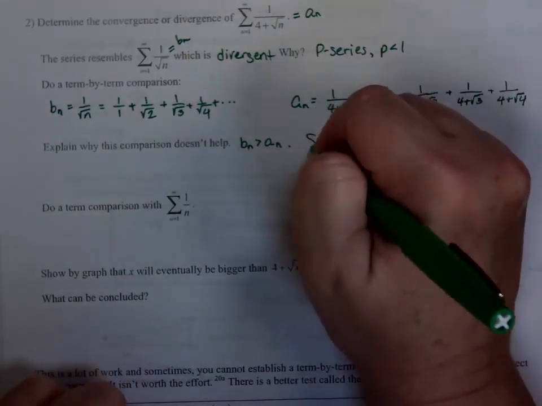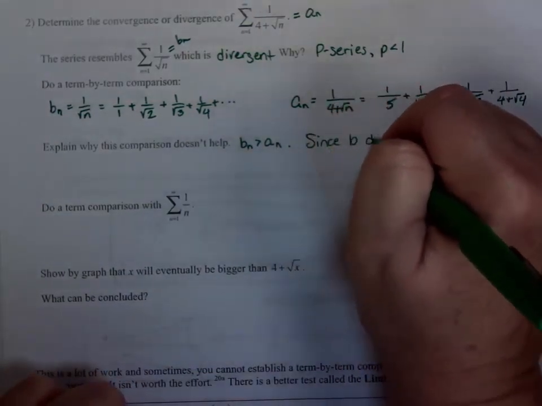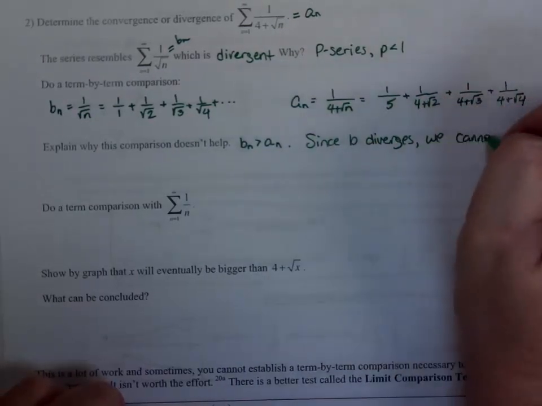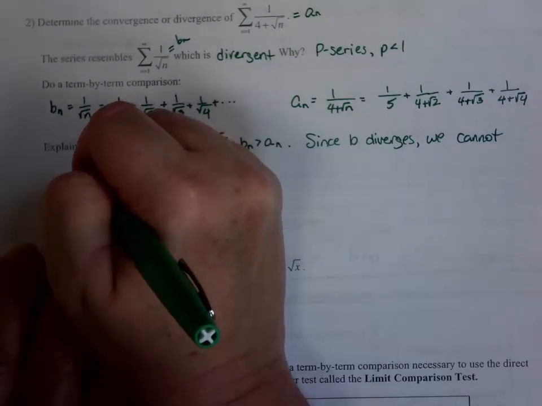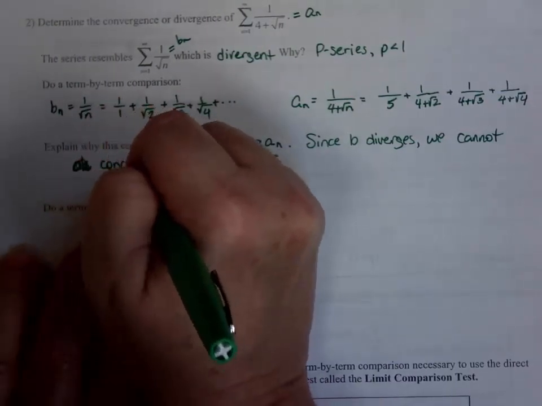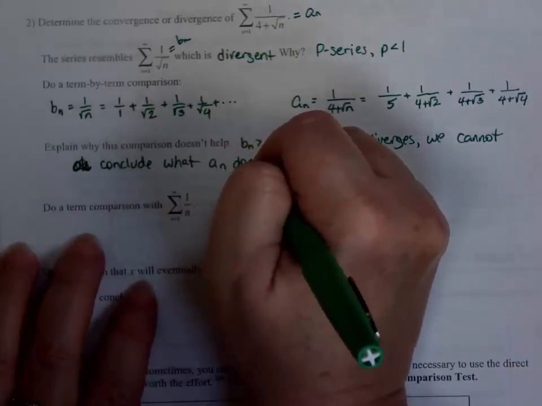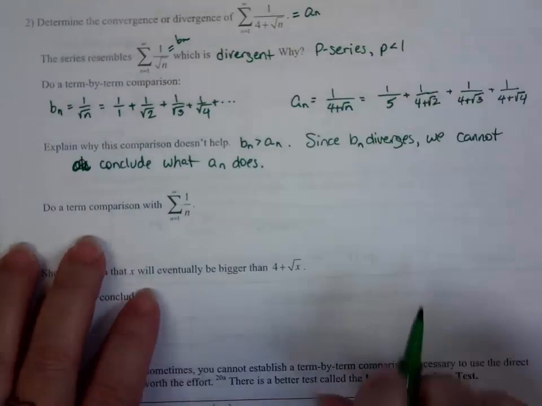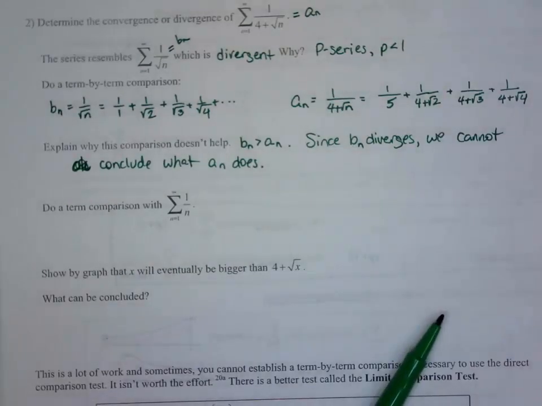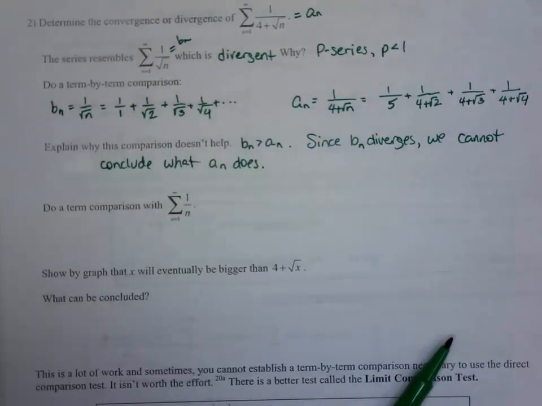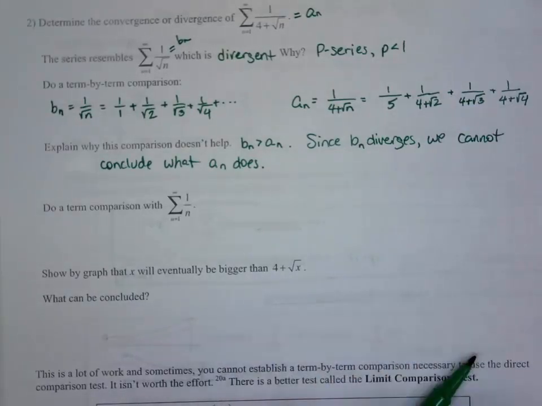Since B diverges, we cannot conclude what A sub n does. B sub n, let's be a little more formal here. Since B sub n diverges, we can't conclude what A sub n does. It could go anywhere. So that didn't help.